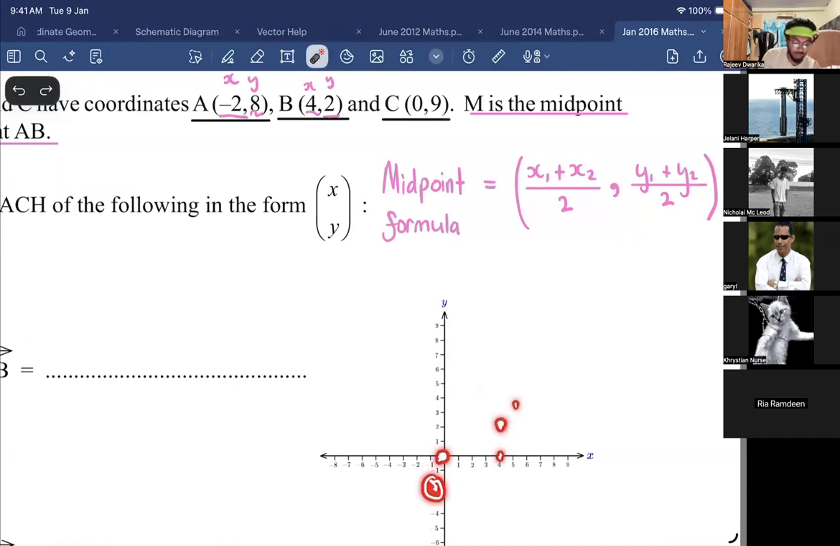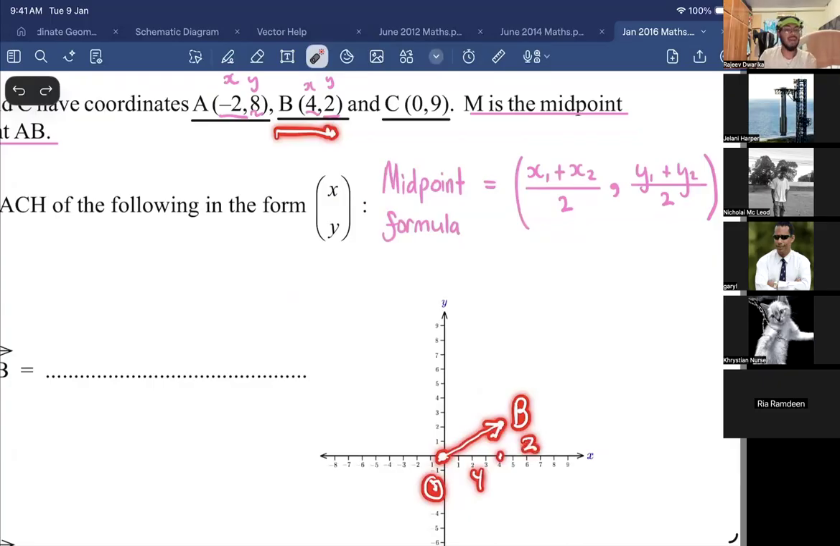I'll call this B because the point was B. So long story short, we start from where? We start from O. And I eventually reach where? I reach B. Remember, B was 4, 2. I move 4 to the right, and then I move 2 up. So I eventually reach B. Oh, I understand. So isn't that just a vector?